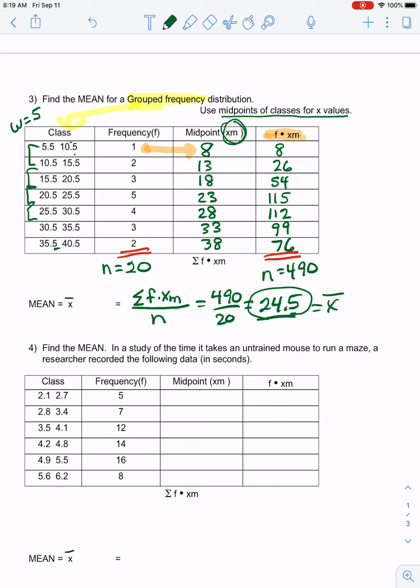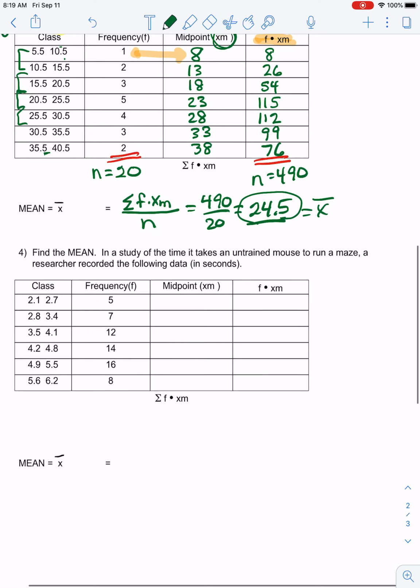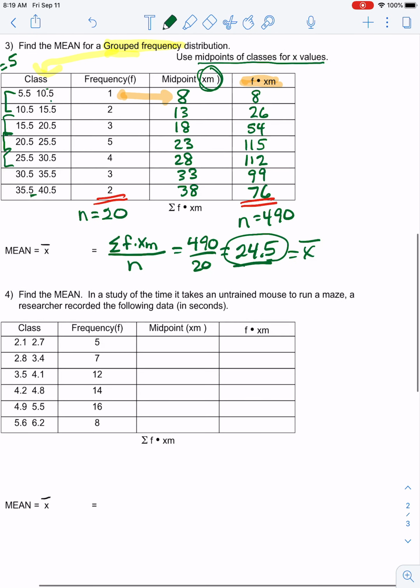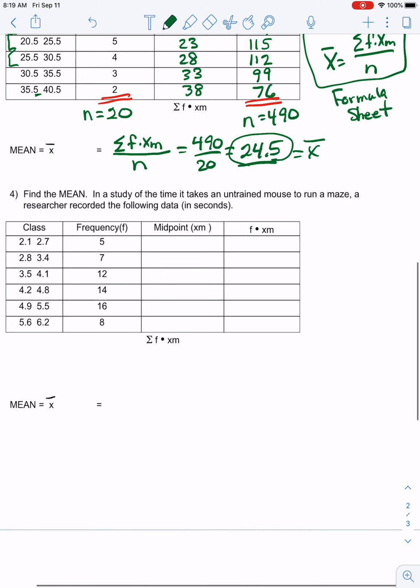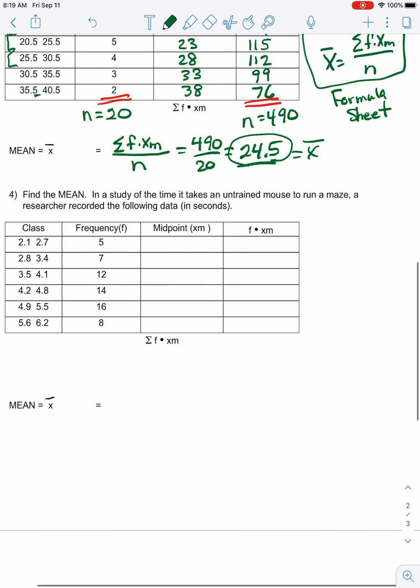For your formula sheet, I would go ahead and put x bar is the sum of f times xm divided by n. That is absolutely okay to put on your formula sheet. If you'd like to stop the video for a minute and try this last one on your own, that would be fine. I'm going to fill it in, so you can pause or not, up to you.